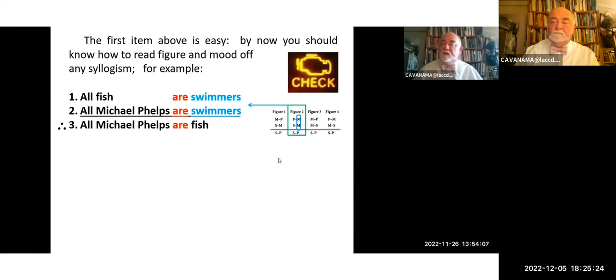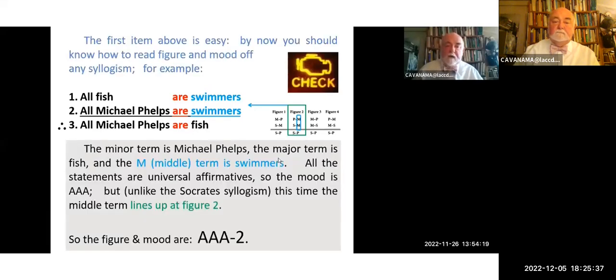And think of the 4 figures. Which one is that? That's number 2. Remember? Number 1's at a slant, 2 lines up, number 3 lines up the other way around, and then flat. So the quantifiers are all in all, A, and A. That's our mood. And so put it together with figure and mood. What's the name of this syllogism? This is the AA2 syllogism.